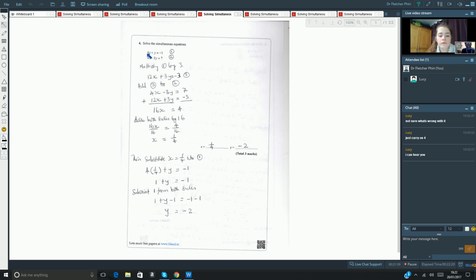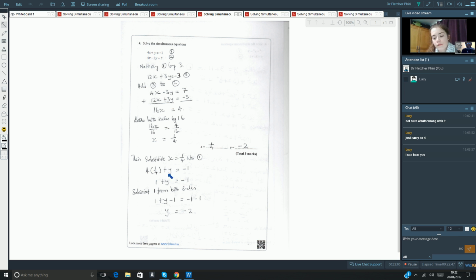All right, and then I need to substitute. So I found the value of x. Now I need to find the value of y. To find the value of y, I just need to substitute the value of x I have found into one of the originals. It doesn't matter whether it's that one or this one, as long as you have used the original. So what I've said here is substitute x is equal to 1/4 into equation 1. So I've chosen to substitute into equation 1.